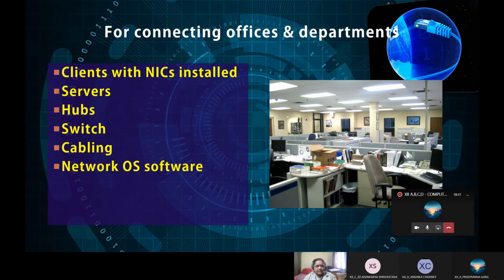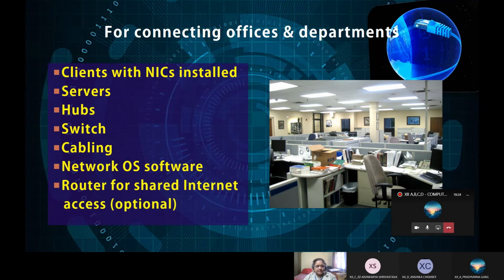Cabling, of course, and network operating system software. Router for shared internet, this is optional. If you also want an internet connection, then you need to purchase a router for that purpose. And if you only want a small network, then you can just drop this. Otherwise, these are important or mandatory requirements.